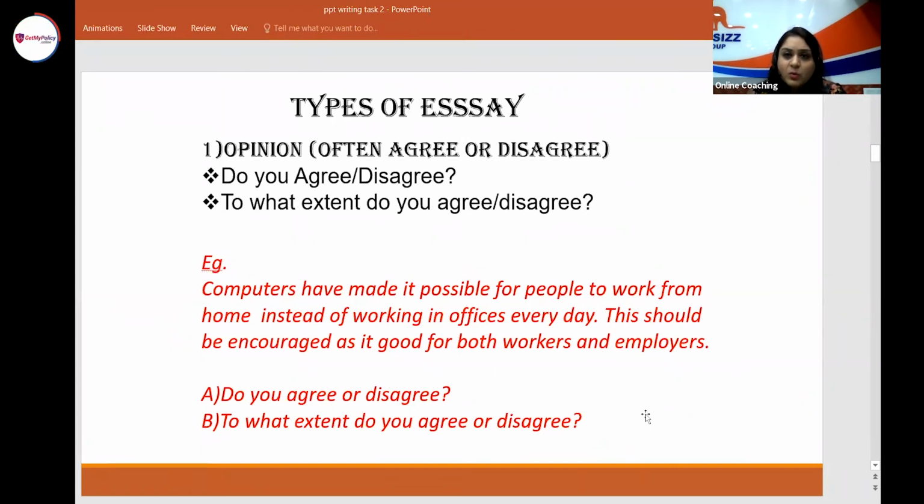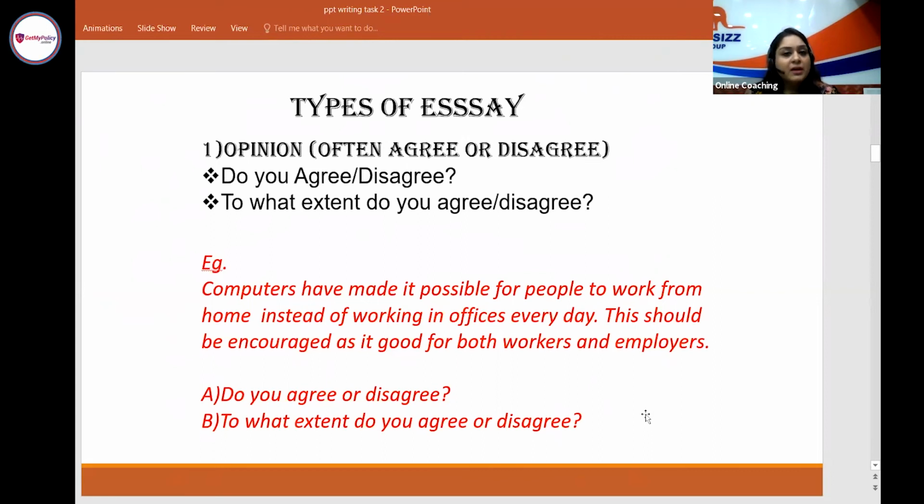Why I am writing this opinion part, because it is mandatory to write your opinion in your essay, because the examiner wants your stand. On which side you are standing, meaning do you agree to the topic or disagree to the topic? And the second type of this opinion-based essay is, to what extent do you agree or disagree? So these are the 2 types of agree disagree questions which have to include the opinion part.